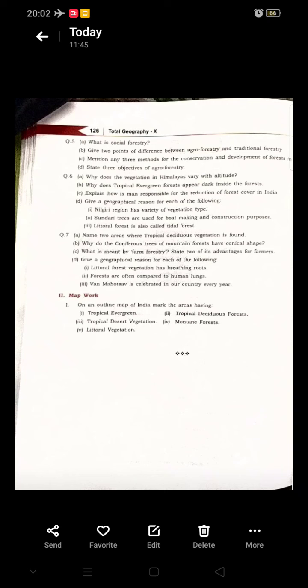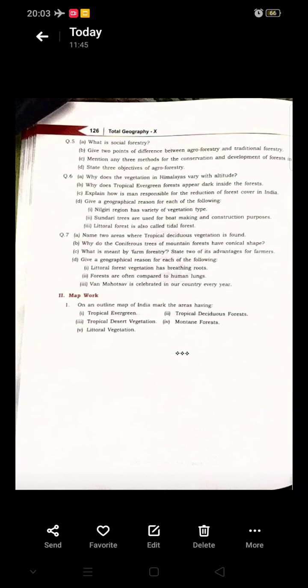Okay, next question. What is meant by farm forestry and 2 advantages for the farmers? Let us turn to farm forestry, given in the green box. The practice of growing trees on farmland to produce saleable products like timber, tannin, charcoal, etc., and to provide shade and shelter for the stock and crops.